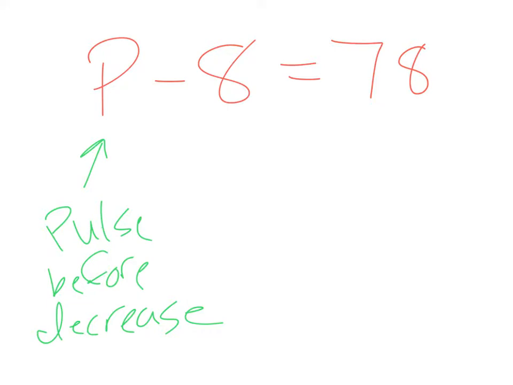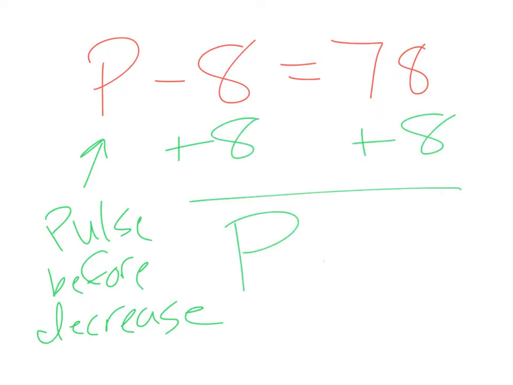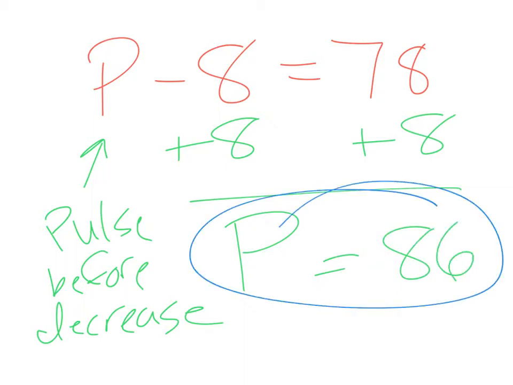So what it wants us to do then is derive a solution from that. And we know how to do just that because we're subtracting 8 from P. So therefore I'm going to add 8 to both sides. And that leaves me with P on one side and 86 on the other. So therefore the pulse before the decrease is 86 beats a minute.